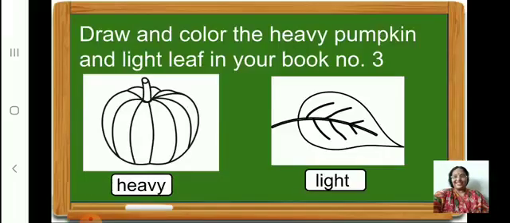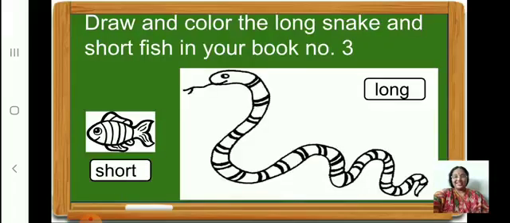Here children, you have to draw and color the heavy pumpkin and the leaf which is light in your book number 3. It is an activity for you. Okay? You have to draw and color the snake which is very long and the short fish in your book number 3.